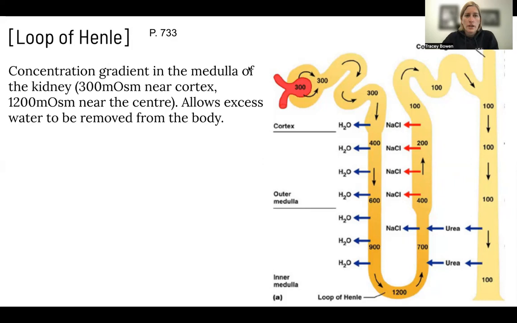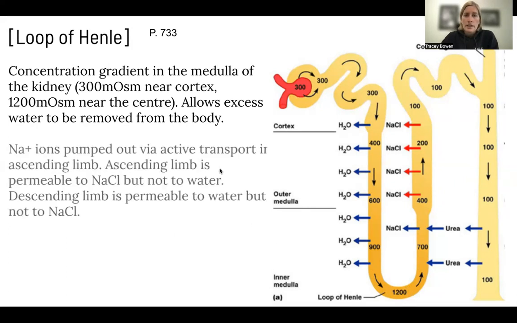And so the concentration gradient of the medulla of the kidney is going to be very, very high. So this is deep into the kidney in the central area of the kidney. And this is up here at the cortex. And so you can see that the solute concentration at 1200 versus 300 is quite a lot higher in the medulla of the kidney. And so this concentration gradient allows for reabsorption of water.